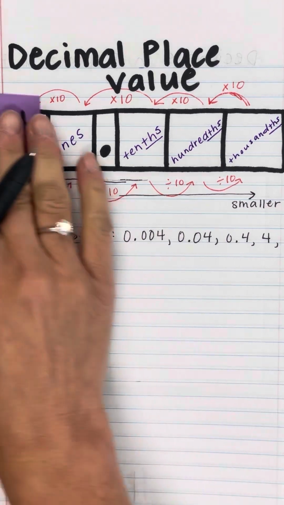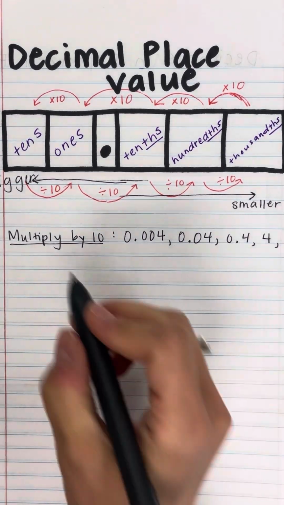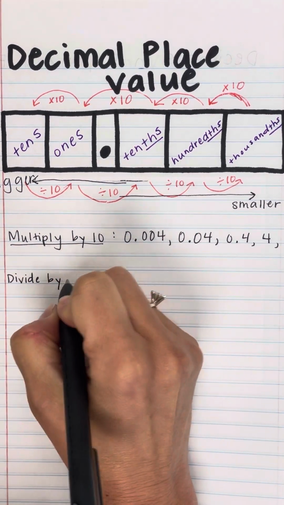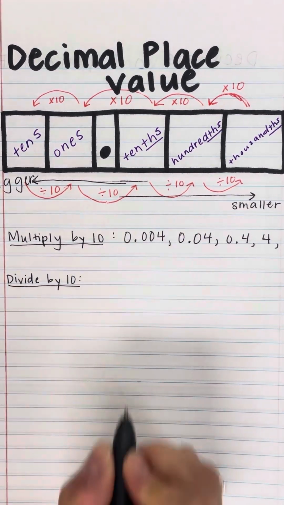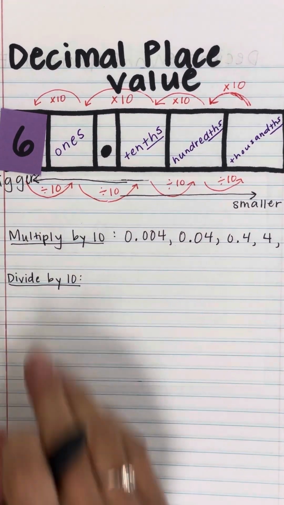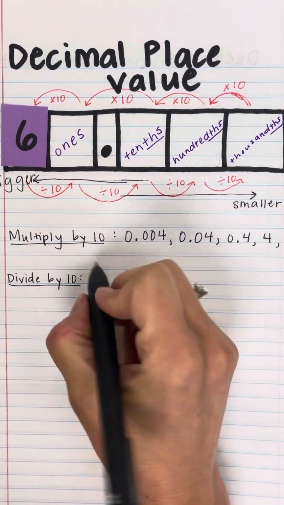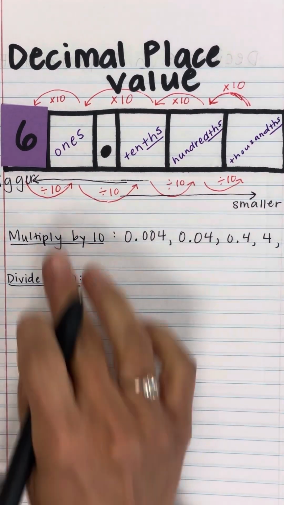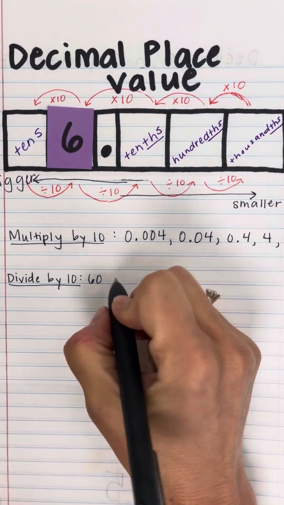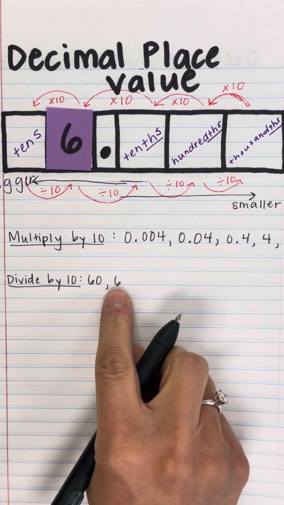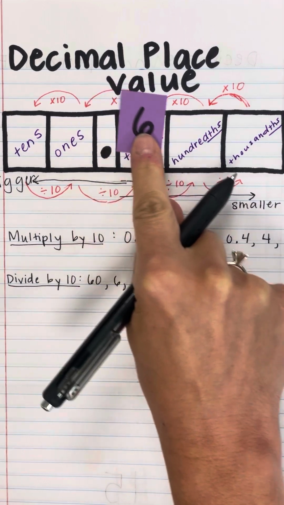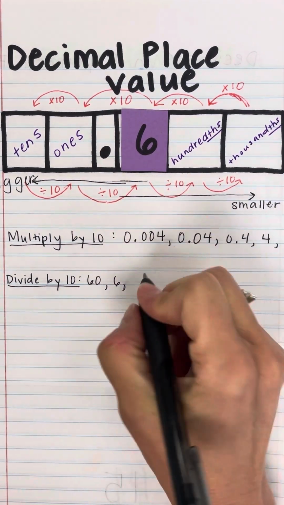All right, now let's do a new pattern. Let's do divide by 10. So let's have a new digit that we're working with. Let's use a 6, and we're going to put that in the tens spot. So that would be 60. And if we had 60 and we're dividing by a power of 10, it's going to move over to the right. So now 60 divided by 10, we know that is 6. If we divide it by 10 again, we're going to go on the other side of the decimal point, and now we have 6 tenths.